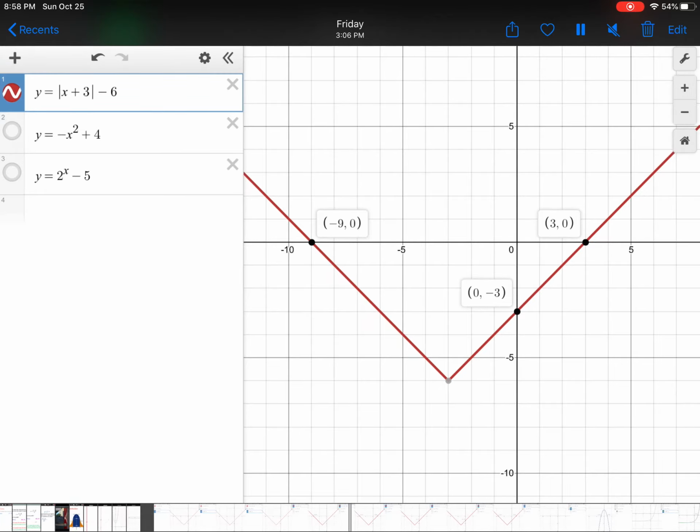So those are the 2 x-intercepts, the 2 solutions, so -9, +3. But I have another intercept there, and that's the y-intercept, and that occurs at 0, -3. The y-intercept only has one name. It's just y-intercept. So in this case, I have 3 intercepts, but 2 of them are x-intercepts. That's usually what I'm looking for. Only one is the y-intercept.